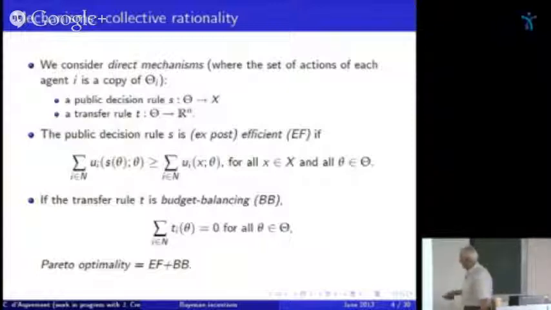Now, some very classical properties. The public decision rule is called ex post efficient if, since we are in a transferable utility case, the sum of the utilities is maximized. And then we also need the transfer rule to be budget balancing, and these two can be done together. It means that the sum of the transfers should be equal to 0 for all states. Of course, if you combine these two properties, you get Pareto optimality, ex post.